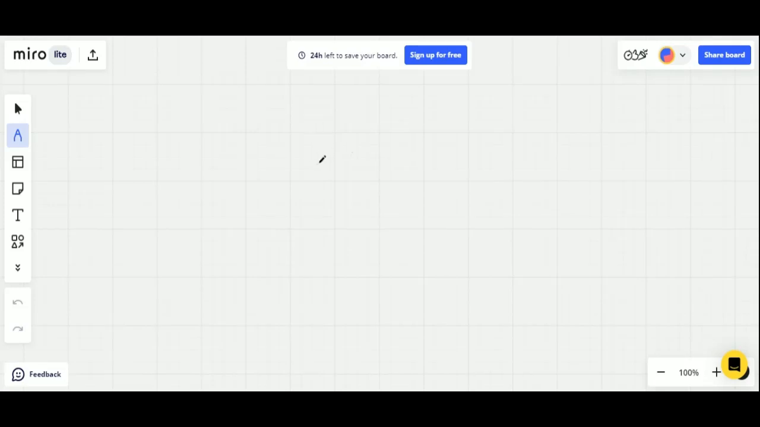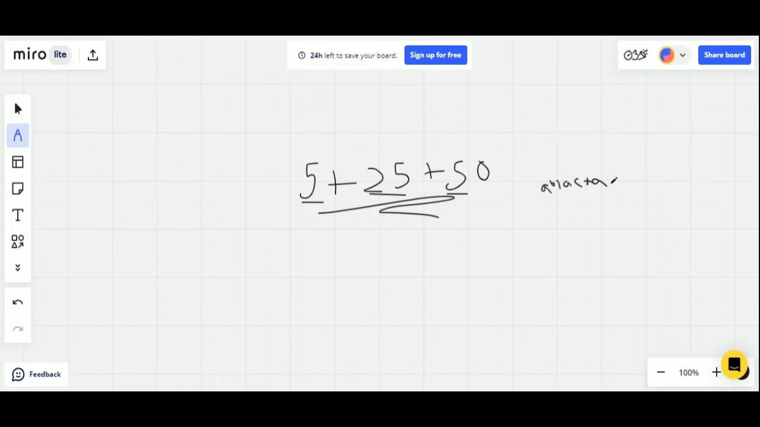So for example, I have the expression 5 plus 25 plus 50. How do I factorize this? How do I make this short? To do that, we could just take out 5. We could use the distributive law, which is a into b plus a into c plus a into d equal to a into b plus c plus d.